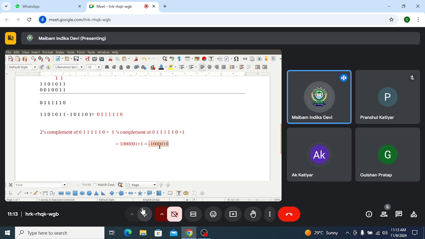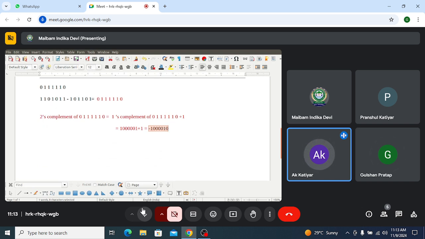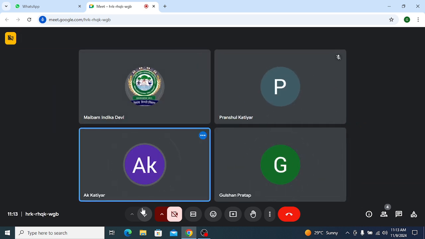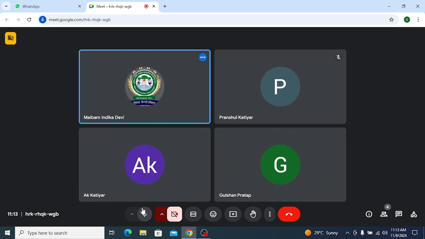This is how to find the subtraction of two numbers using one's complement and two's complement. Understood, yes or no? Then this is regarding one's complement and two's complement of a number.